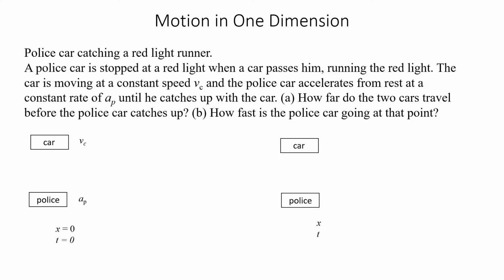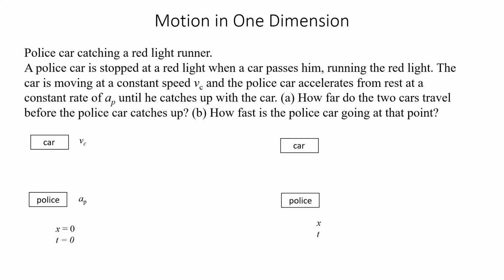Okay, so they're both at the same position, so I'm going to choose a coordinate system and call that x equals 0. And this is when we're going to start timing, so the time equals 0. All right, then on the right side, this is farther down the road. We have the car traveling at constant velocity, and the police car has now caught up to him. So they both occupy the same position, which we're just going to call x, at some later time t. All right, so now we've got everything in there.